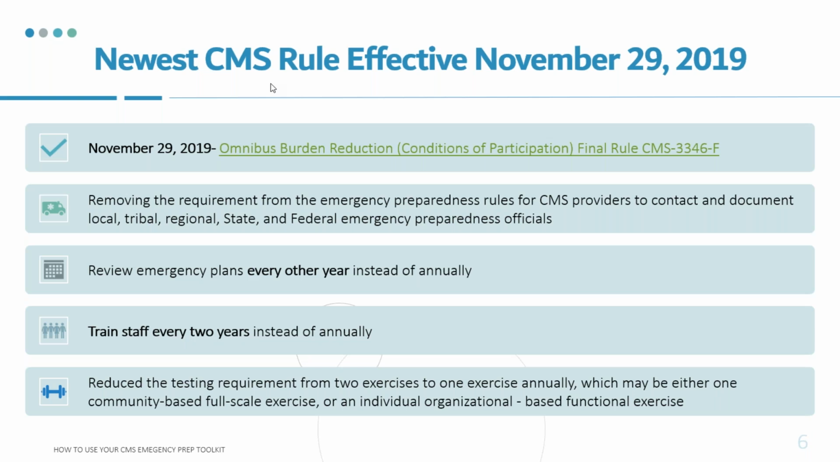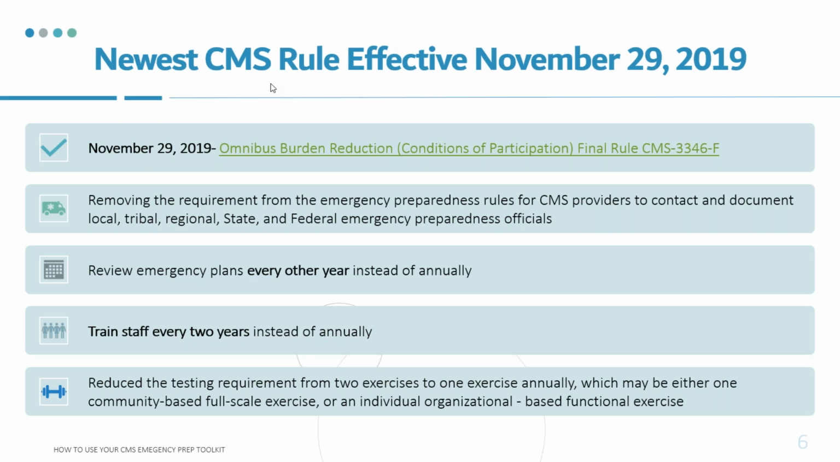There is also a rule change around reviewing emergency plans. It was once a year, and the new plan is going to be every other year. The one exception is if you're a skilled nursing facility, you still need to review your plan annually. And staff training was an annual requirement. Now it is every 2 years. Again, if you're a skilled nursing facility, this rule change does not apply to you.